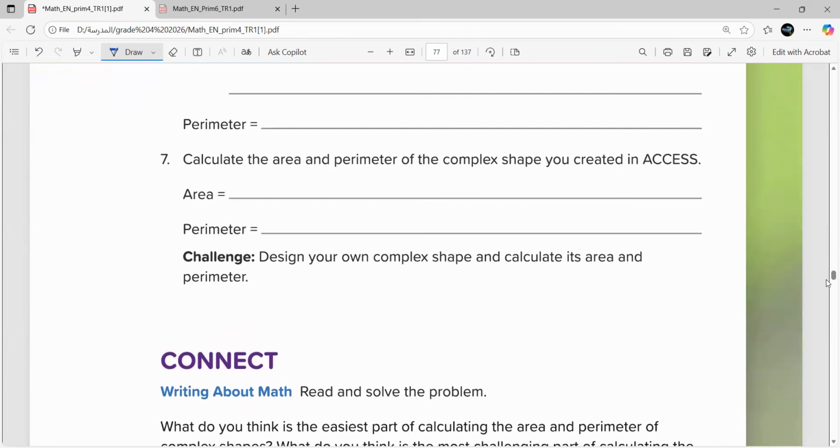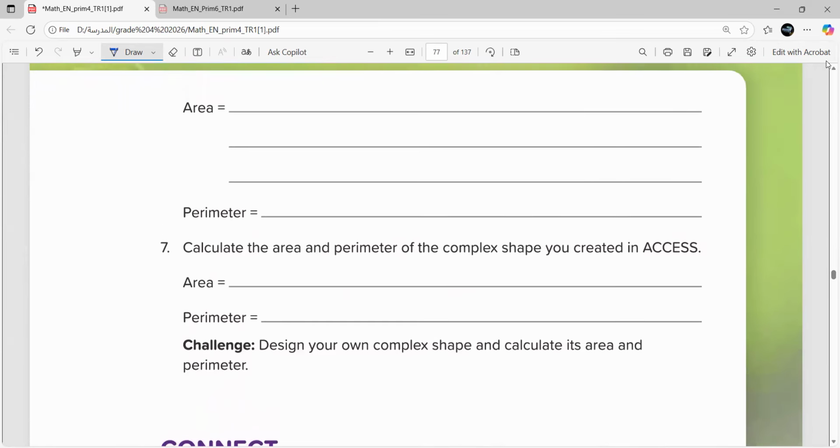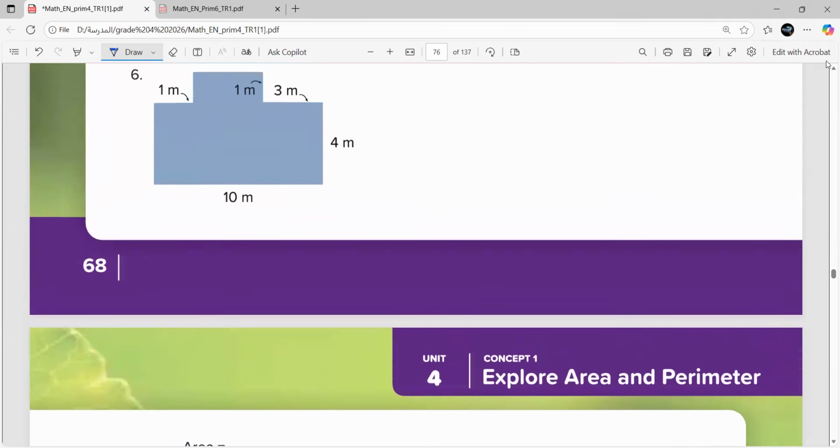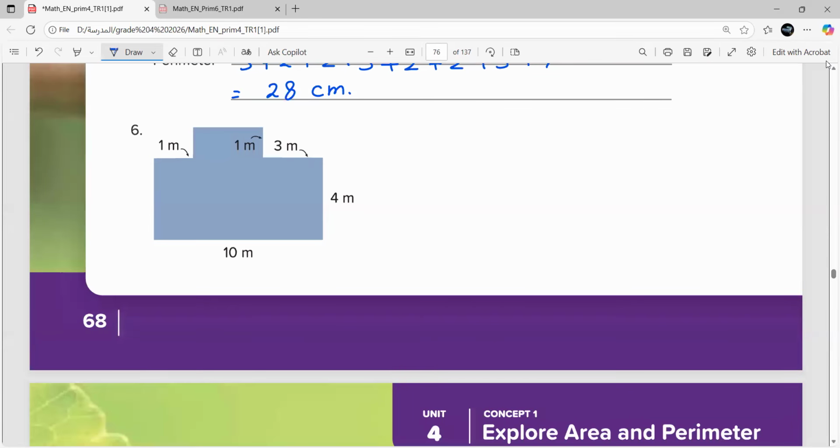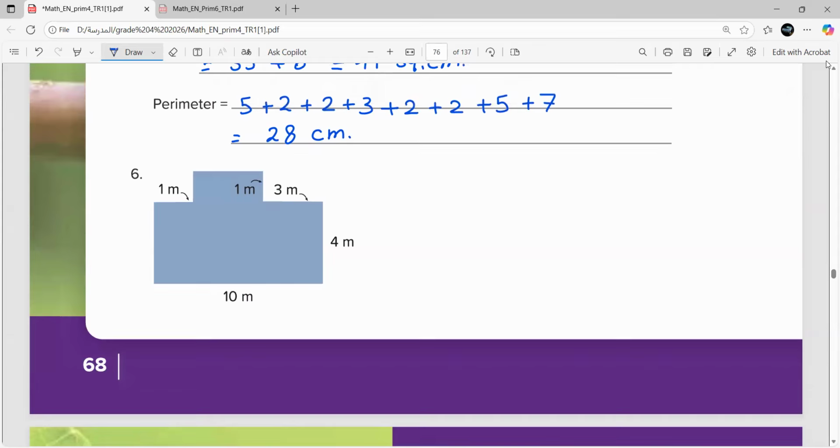Now let's go to the last shape, which is on page number 68. How to find the area and the perimeter of that shape? This is a complex shape. We can easily draw a line like this to divide the shape into two rectangles. Rectangle number 1, rectangle number 2. What about the dimensions of this rectangle? Yes, they are given, 10 meter and 4 meter, length and width. Very good. So we have length and width known.